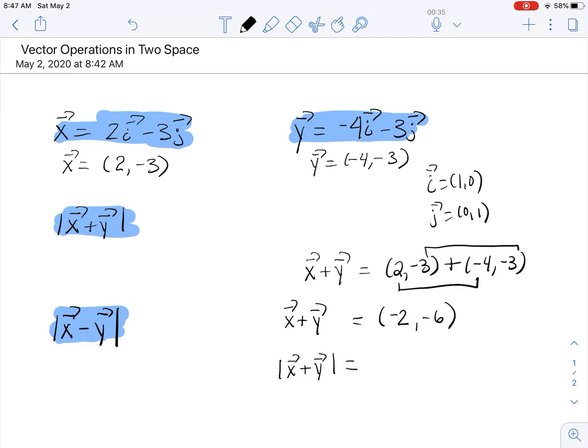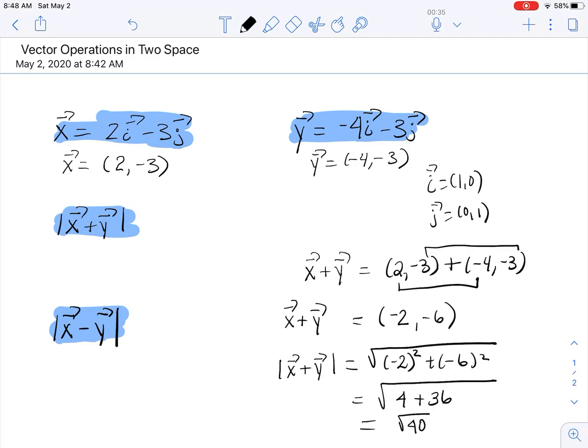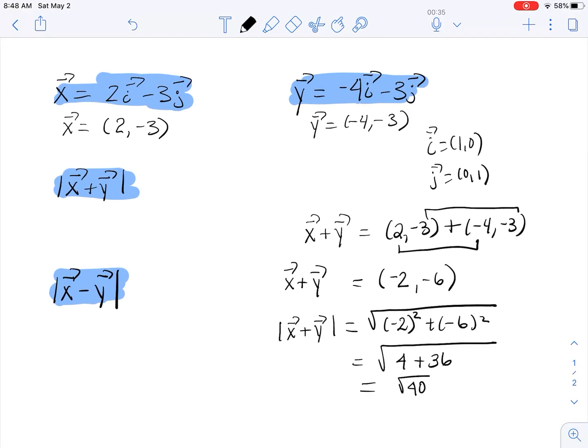When I'm taking the magnitude, I'm starting at the origin (0, 0). So I could do delta x, delta y, but we saw that when we go from the origin, we can jump right to minus 2 squared plus minus 6 squared. So that would be 4 plus 36, which comes out to root 40. And then if we need to, we can take the square root of 40.